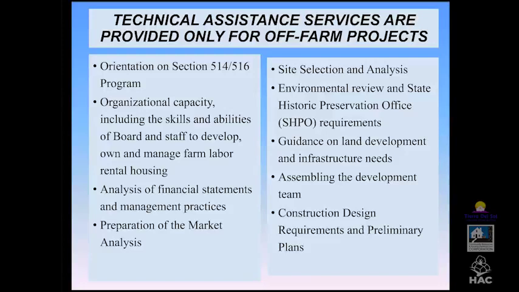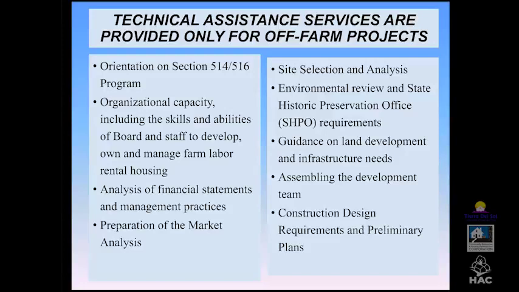So what kind of technical assistance services are provided? Our technical assistance services are provided at no charge to the recipients because USDA is funding the technical assistance services. So to begin with, we like to start off with assessing the capacity and readiness of the organization to own, develop, and manage farm labor housing.